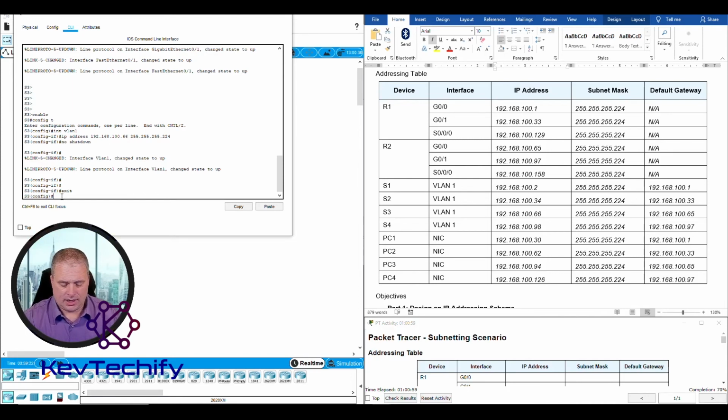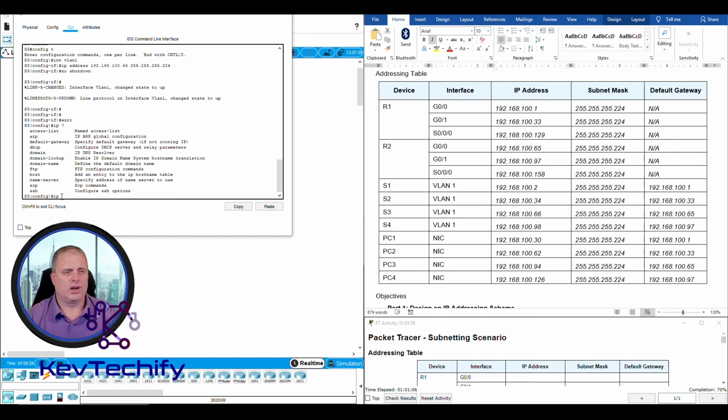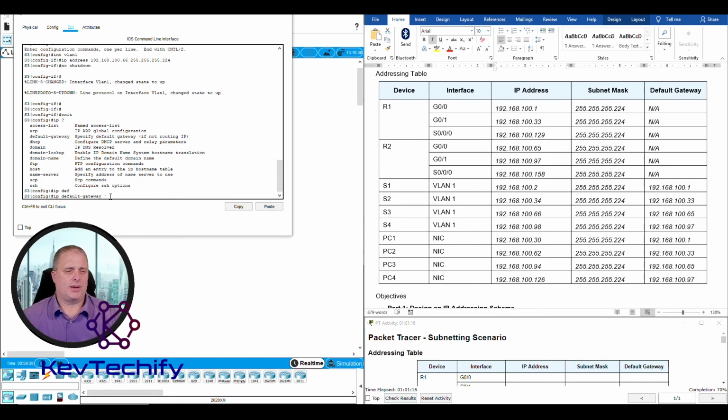To set the default gateway, it's IP space. Don't remember exactly what it is. Put it in a space question mark. Command right here is default gateway. DEF, I use tab to do tab completion. And then we put in the IP address of our default gateway. This is the IP address of our default gateway, 192.168.100.65, the first usable IP address.